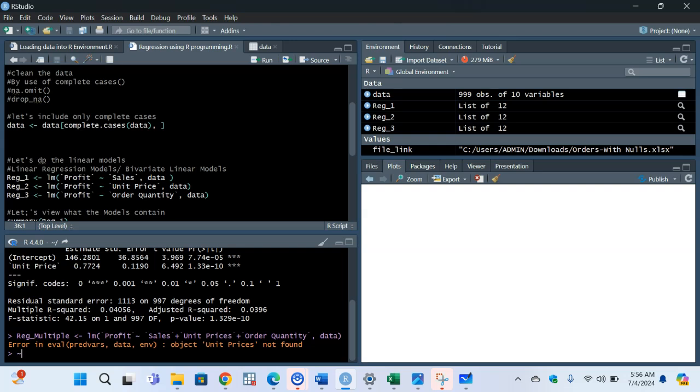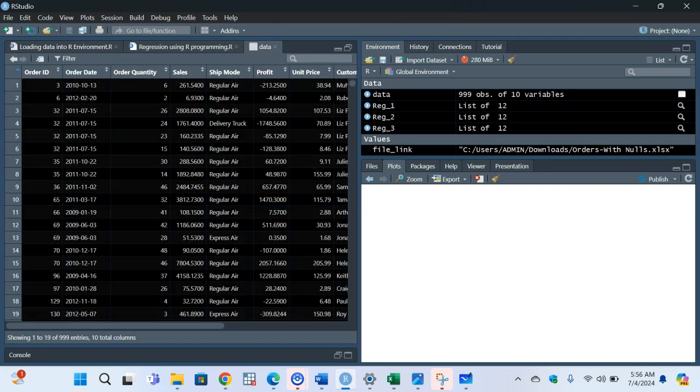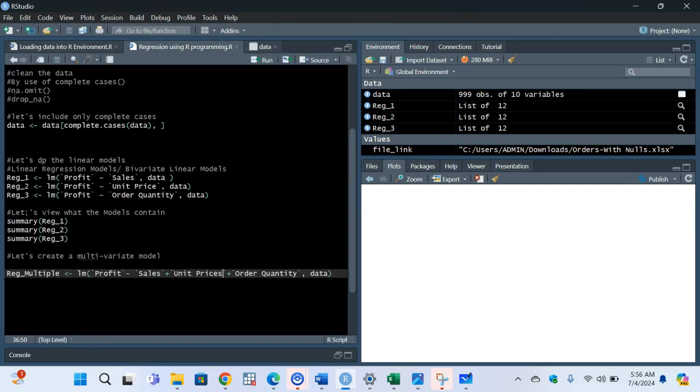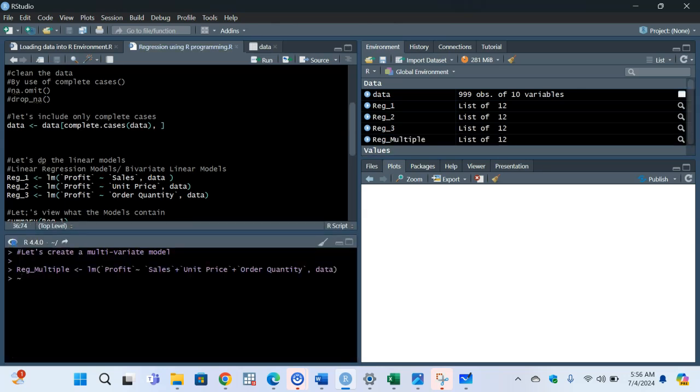It says error in evaluating, unit prices not found. Okay, I think it's the naming. Let's see how it's named. Unit price, or it's price, not prices. Let's do away with that, then rerun the model. Now we have a model, regression multiple.